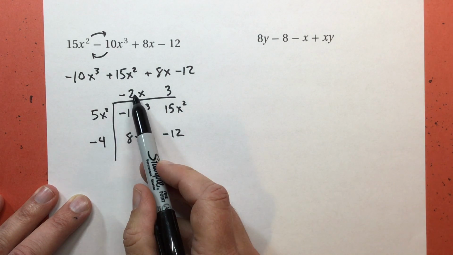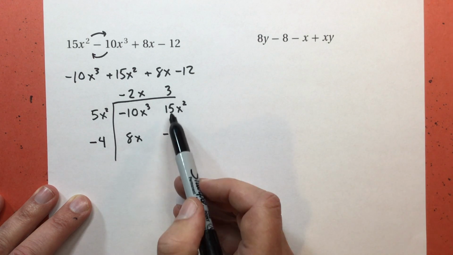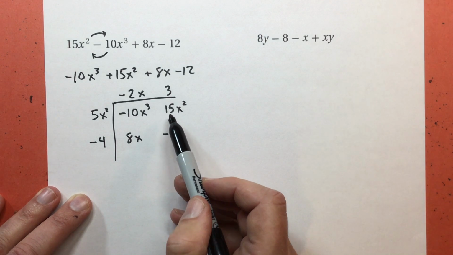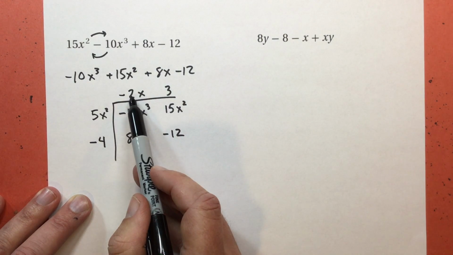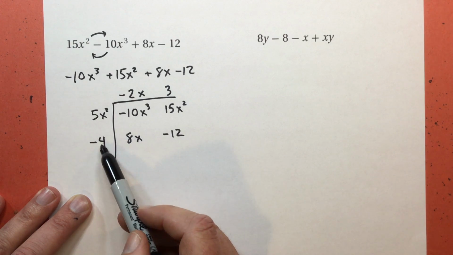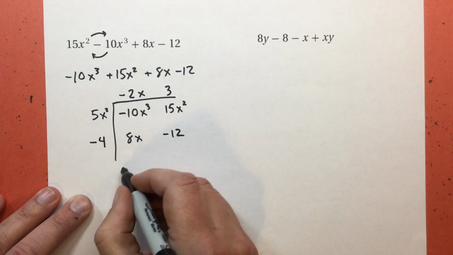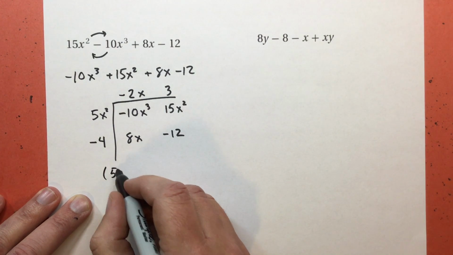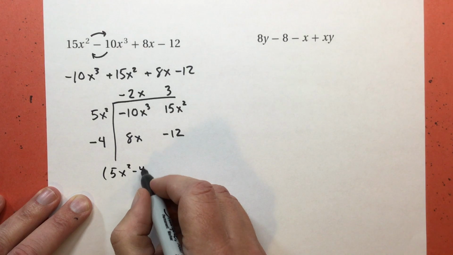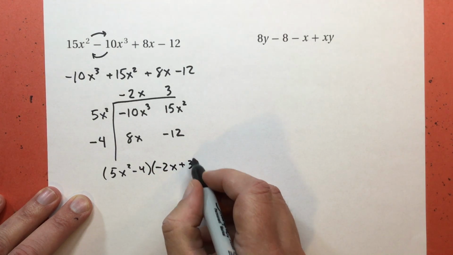5x squared times negative 2x is negative 10x cubed. That's good. 5x squared times 3 is positive 15x squared. That's good. Negative 4 times negative 2, and negative times negative is a positive, positive 8x. And negative 4 times positive 3 is negative 12. Awesome. So I'm going to get 5x squared subtract 4 times negative 2x plus 3.